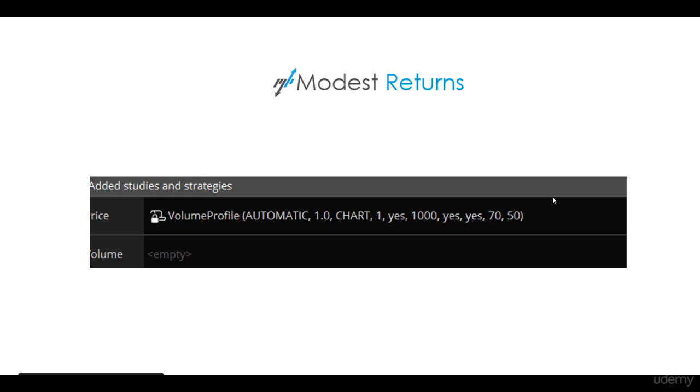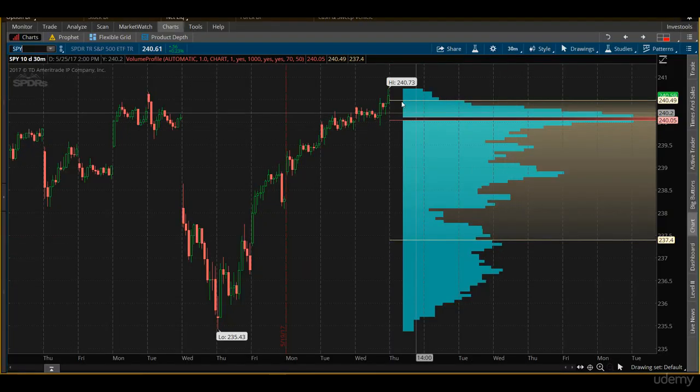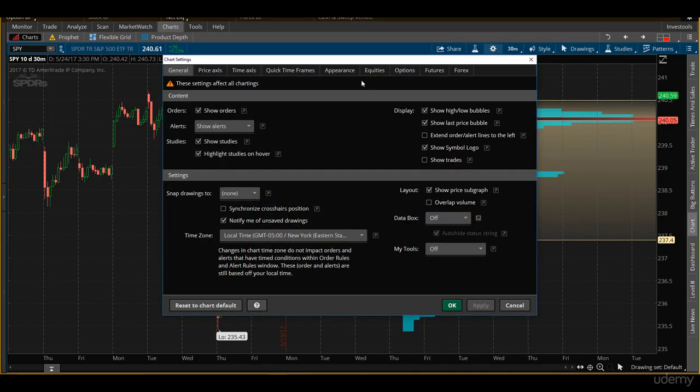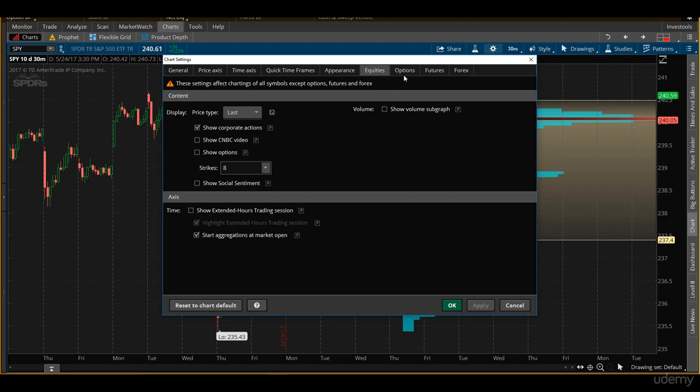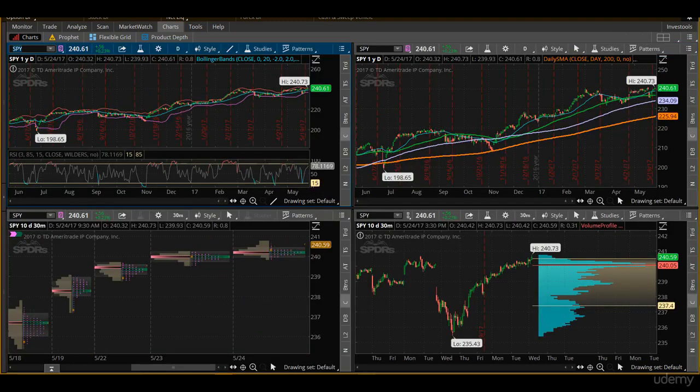Just go to the quadrant and add what is called volume profile. I'm going to show you in the chart right now. So this is how you set up. Basically I have a 30-day chart and the volume bar is there. Just to let you know, I have removed all those volume subgraphs, and I have disabled the show extended hours trading session just so that it looks cleaner in our chart.